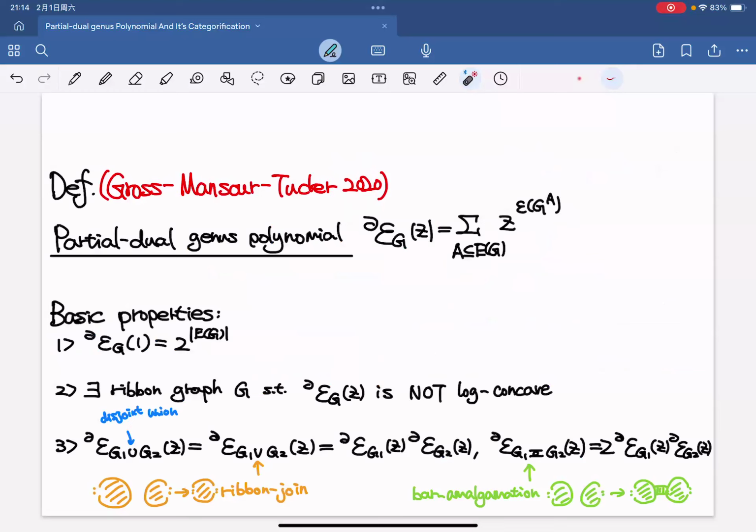So about 5 years ago, Gross, Mansour, and Tucker introduced the so-called partial dual genus polynomial. It's a polynomial in variable z, a sum taken over all the subsets of the set of edges, and we put the Euler genus here. It's easy to see that this is a polynomial in z, and of course all the coefficients are non-negative.